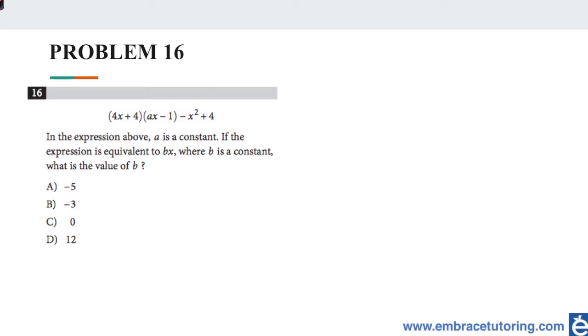Problem number 16 states that in the expression above, a is a constant. If the expression is equivalent to bx, where b is a constant, what is the value of b? Now, I see a large expression up here for 4ax plus 4 multiplied by x minus 1 minus x squared plus 4. But remember, all of this is going to be equivalent to bx. So my goal is to set this equal to bx, and when I do this, I can then isolate and solve for b. But I want to think about this a little bit more, because this b here is attached to a singular x, and there's no x squared.